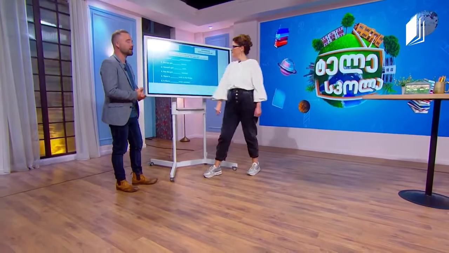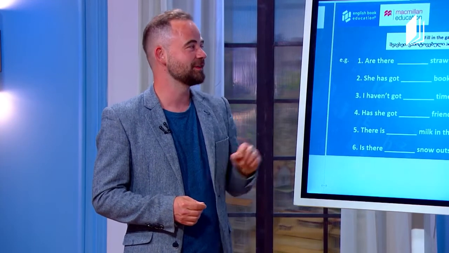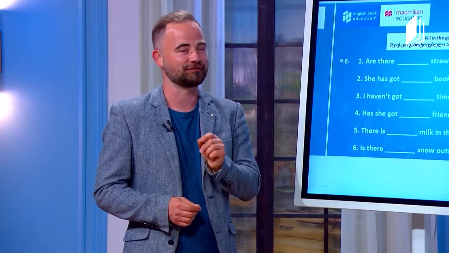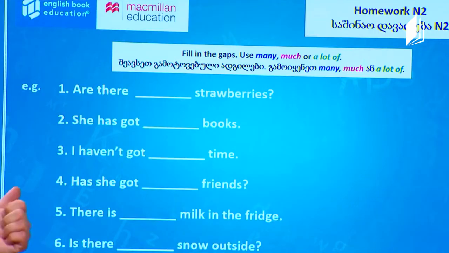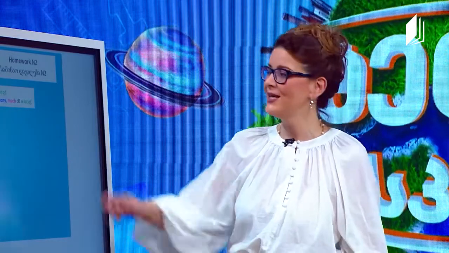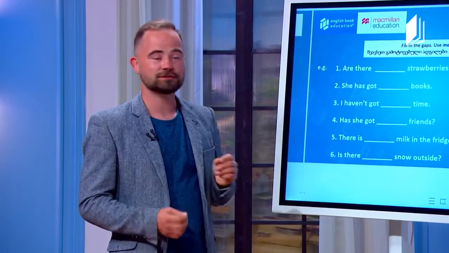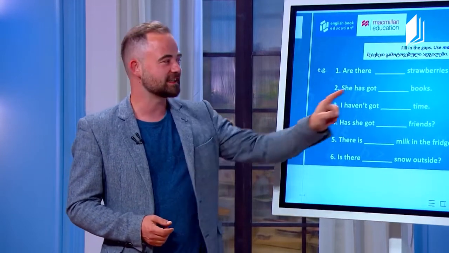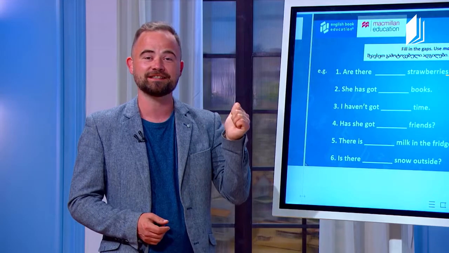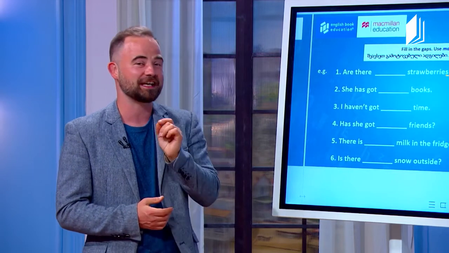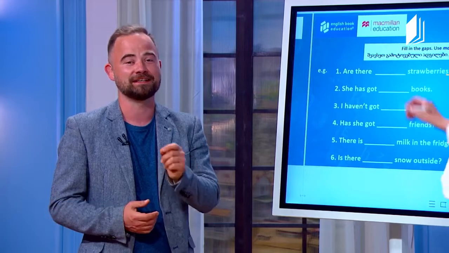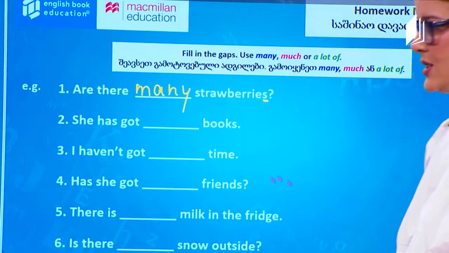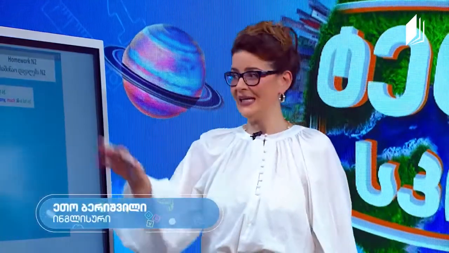What about the next one? For the second piece of homework, you need to fill in the gaps, use many, much, or a lot of. In the first example, we will do it together once again. Are there strawberries? This is a question, and there is an s at the end of strawberries, so it is countable. If it's a question and it's countable, we know it's: are there many strawberries? And we write many.